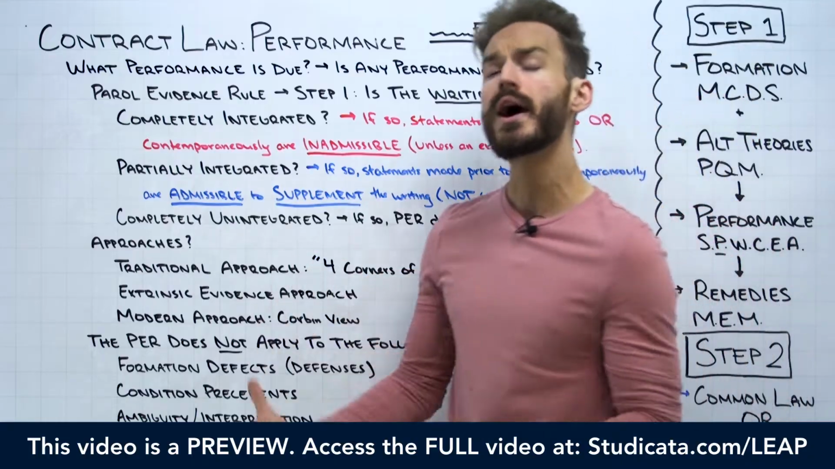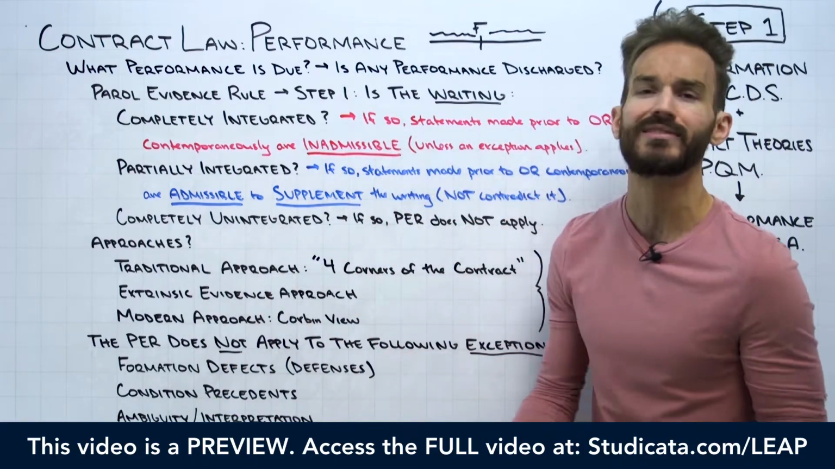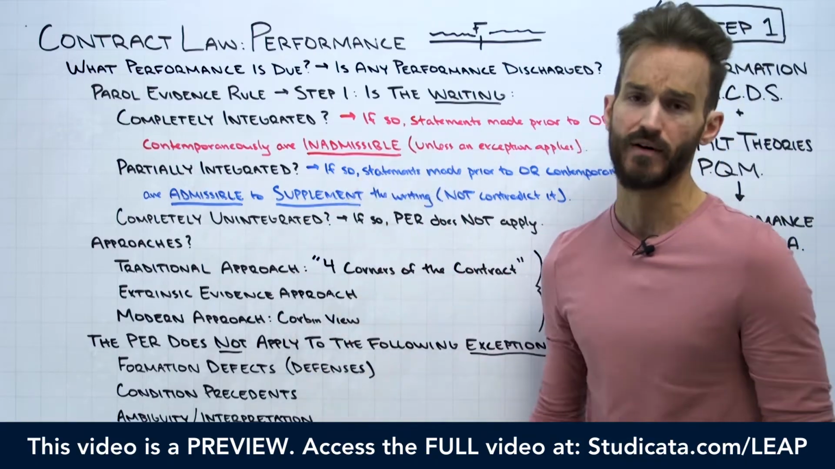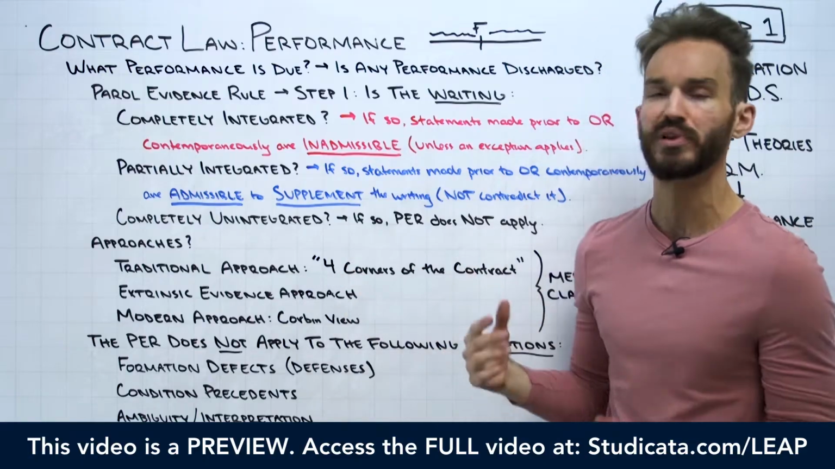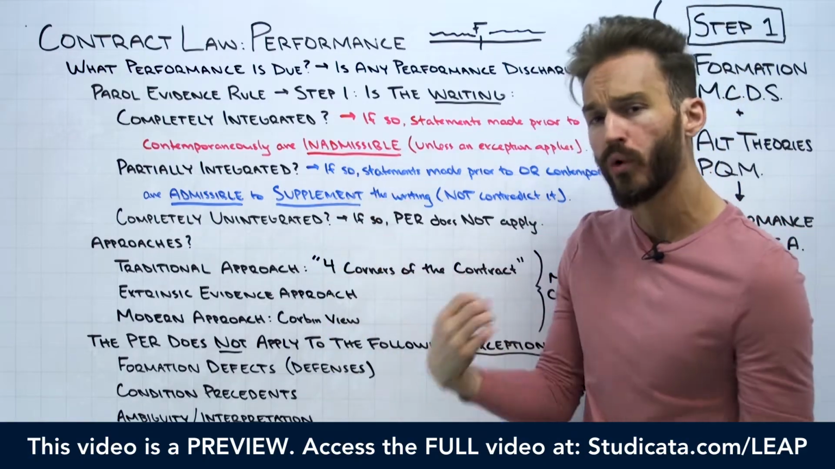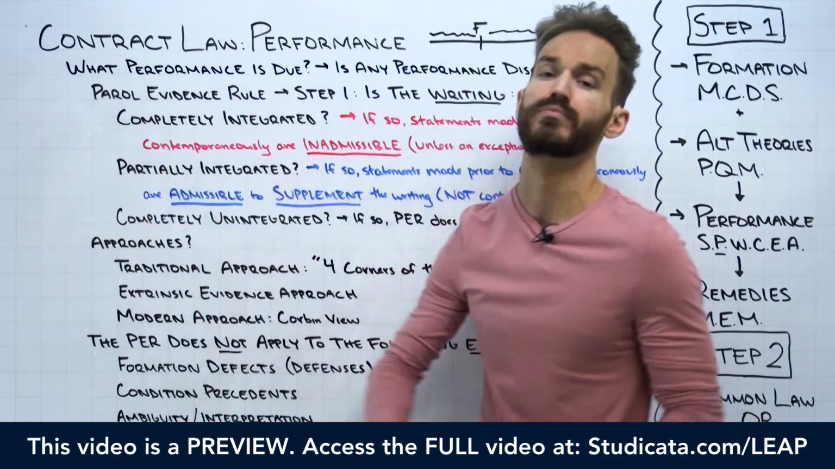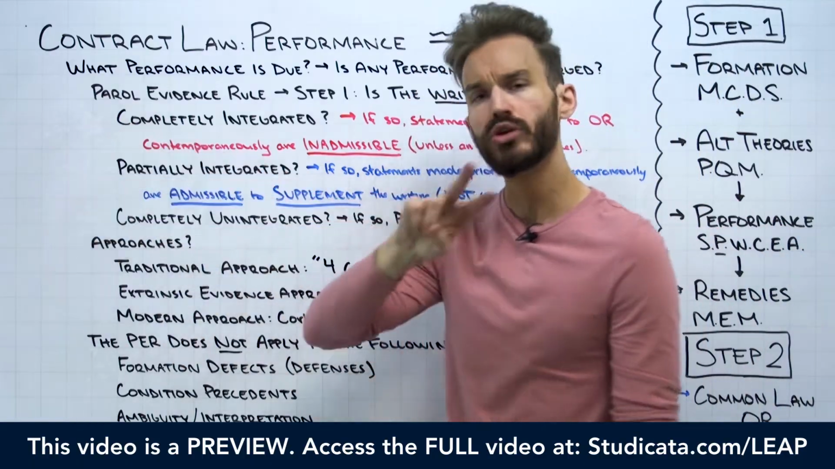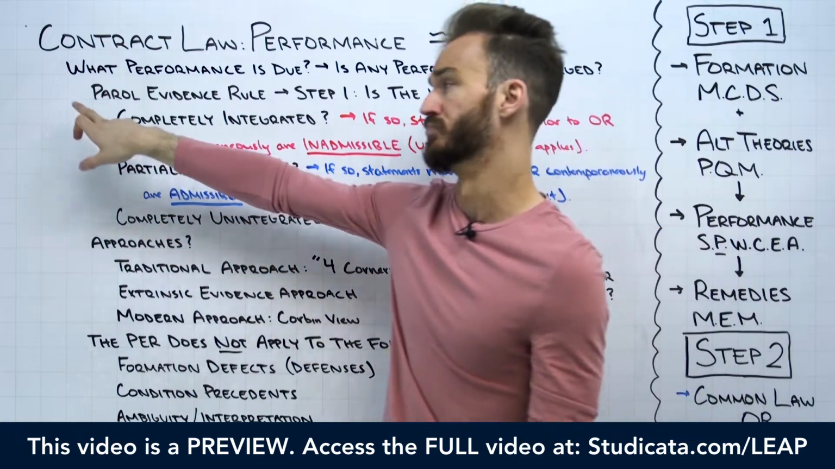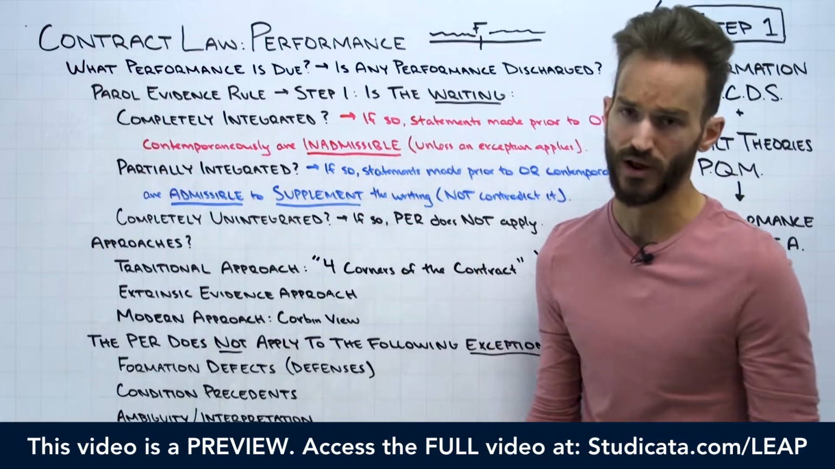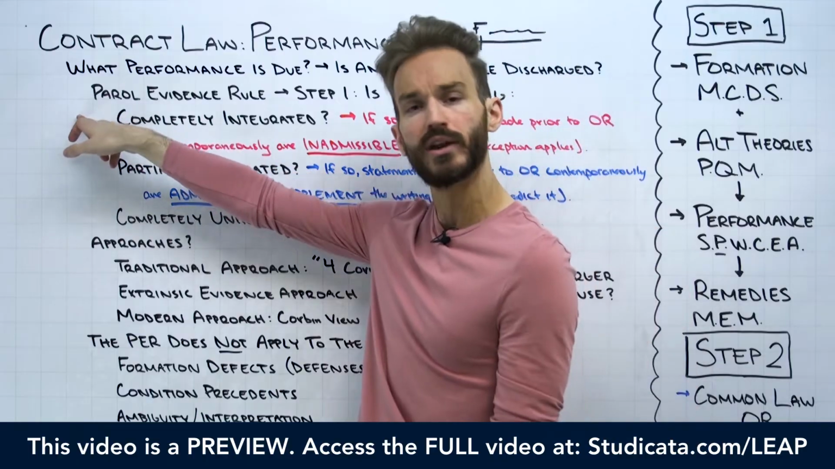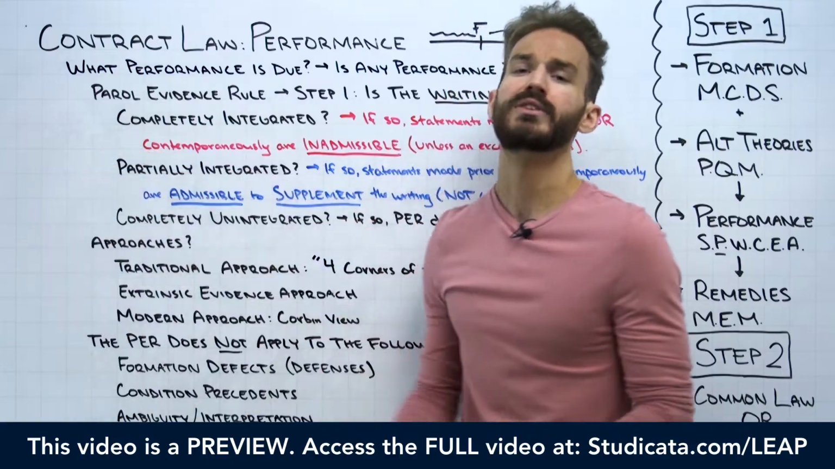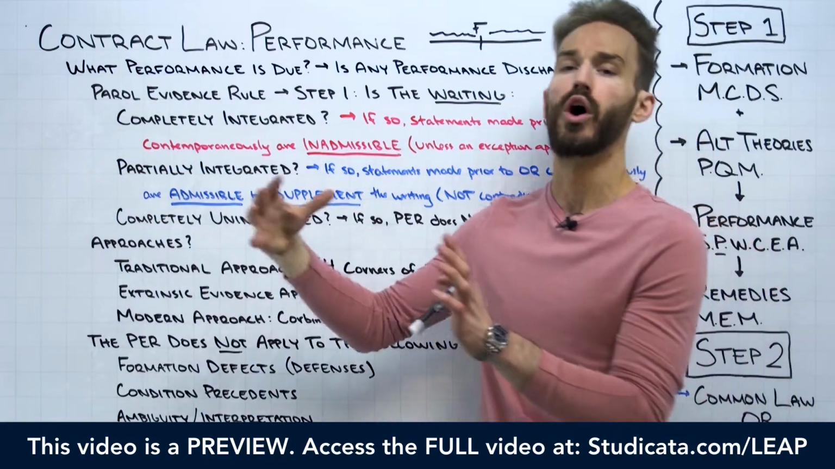And if we have a completely unintegrated writing, which would look like a tentative draft, right? Draft email sent between parties before formation of the contract, then the parole evidence rule simply does not apply. The parole evidence rule only applies to integrated writings, writings that the parties intended to be the final expression of their agreement. And there's two types of integrated writings. We have completely integrated writings and partially integrated writings, right? Simply, a completely integrated writing sets forth all of the terms of the deal, and a partially integrated writing sets forth some of the terms of the deal, not all of the terms of the deal.